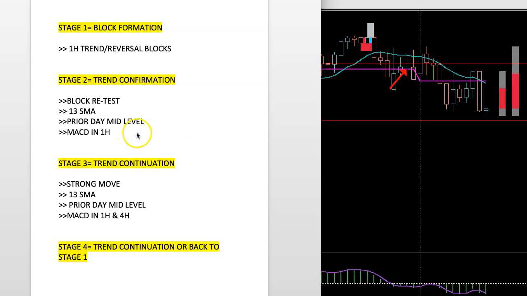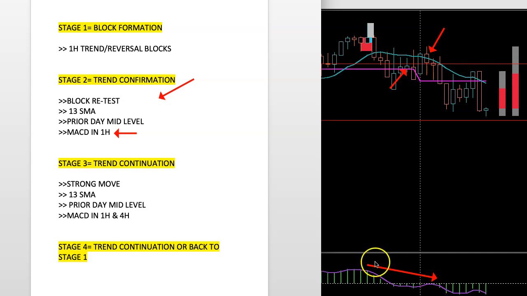And the fourth thing that we want is the MACD in 1 hour to be either descending, or the best would be that we are already below the 0 line. That would be the ideal for the trend confirmation for stage 2, right? So this entry right here was actually a good entry. We closed below the MA, we are really close to the mid-level, and when that happened, our MACD was already below the zero.